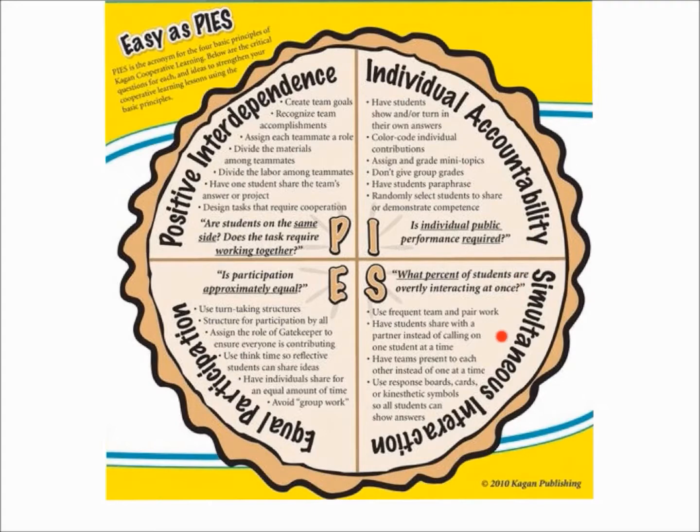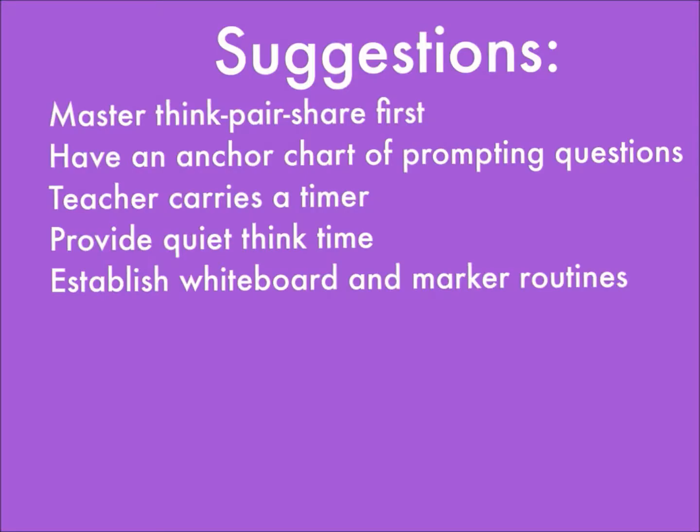And then we have simultaneous interaction. The goal is that between 25% to 100% of the class will always be engaged in collaborative learning. When students are writing on the whiteboards, 100% of students are engaged. When a student is talking to their partner, 50% of students are engaged. And our hope is that the other 50% are actively listening and are engaged as well.